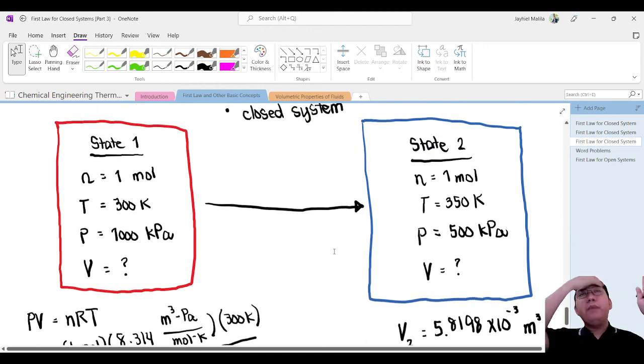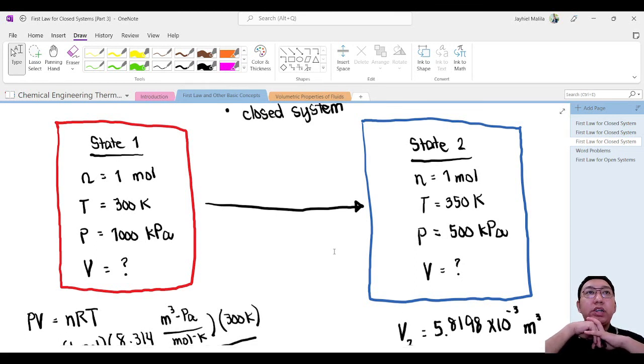Now, the problem in solving this one is that we notice that there are changes in the temperature. So we cannot decipher that, oh, it's isothermal, because there are changes in temperature. So it's not isothermal. And the other problem is that it's not isobaric, because if you notice, the pressure changes from 1000 kPa to 500 kPa. So how do we go about this?